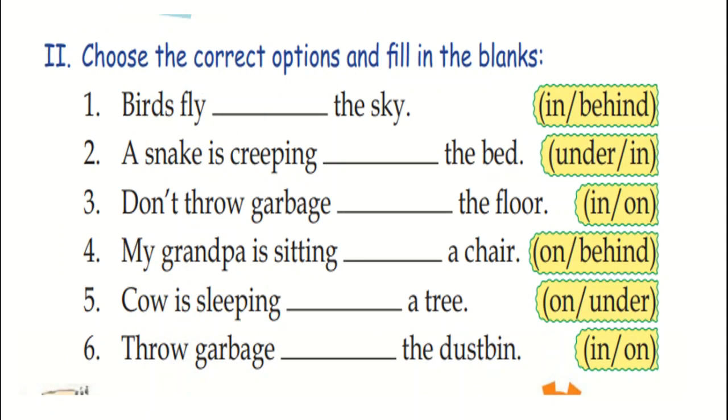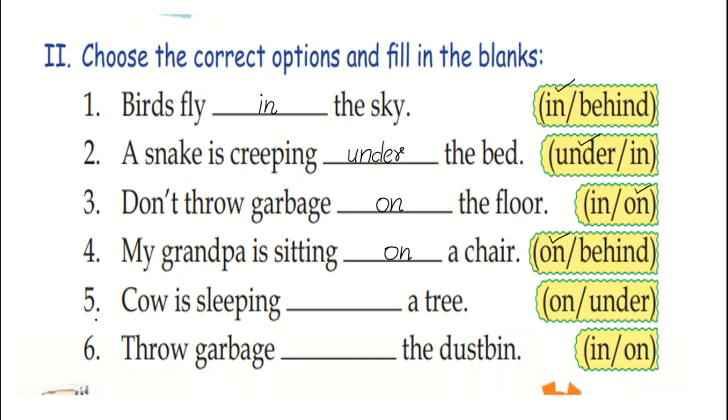Exercise 2. Choose the correct options and fill in the blanks. Number 1. Birds fly dash the sky. In the sky. Birds fly in the sky. Number 2. A snake is creeping dash the bed. Under the bed. A snake is creeping under the bed. Number 3. Don't throw garbage dash the floor. On the floor. Don't throw garbage on the floor. Number 4. My grandpa is sitting dash a chair. On a chair. My grandpa is sitting on a chair.